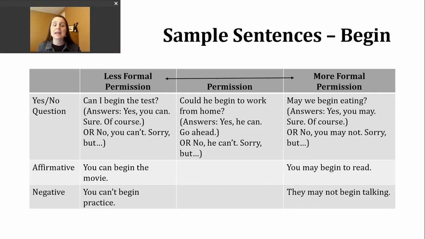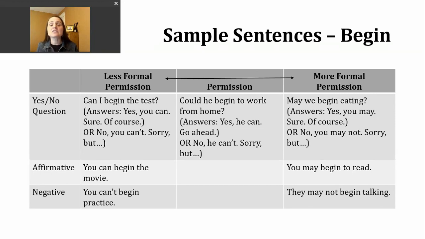And if you want to just make an affirmative statement giving someone permission, you can, again, form a sentence by starting with your subject, then we'll have the modal, and then the base verb, right? So an example of that, you can begin the movie. Right? You can start watching. Or if we want to make it negative, you can use cannot. You might hear some people use the contraction form can't. You can't begin practice. Maybe not yet for a particular reason.